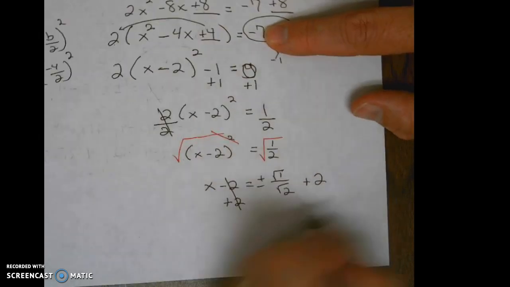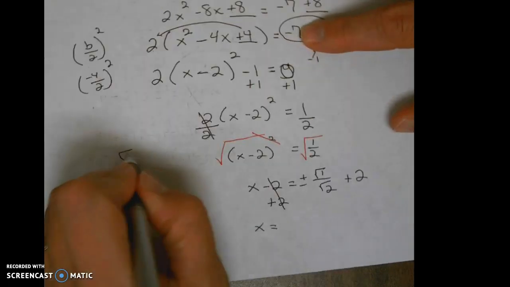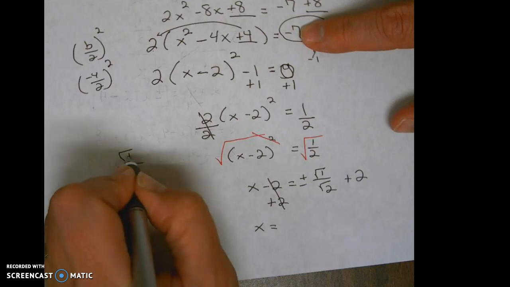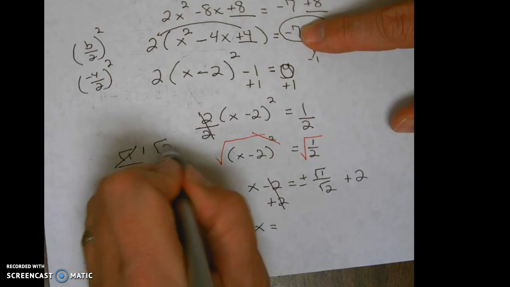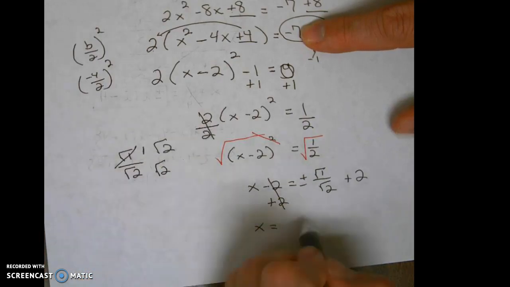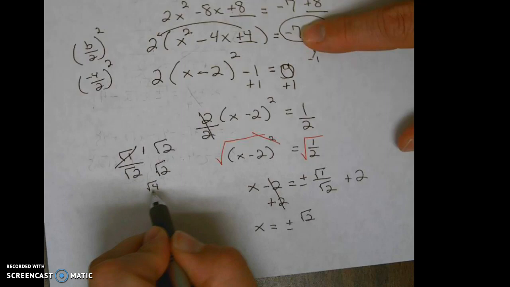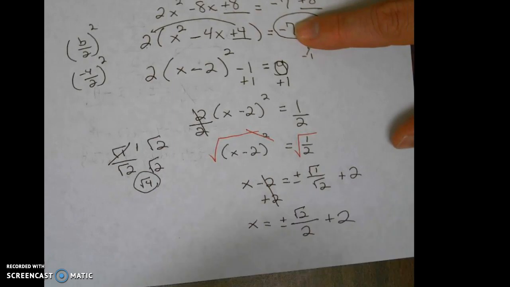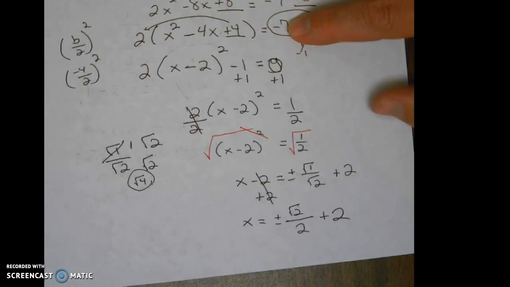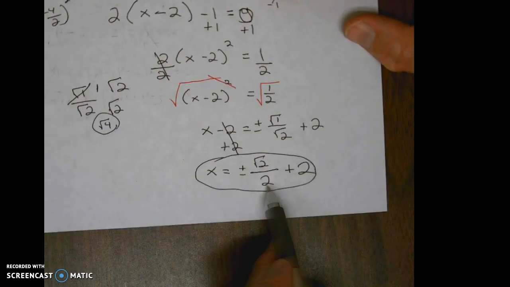So now we have to simplify this. So let's do that over here. Square root of 1 over the square root of 2. Well, the square root of 1 is 1. Rationalizing the denominator, we get the square root of 2 on top, and the square root of 4, which is 2 on the bottom, plus 2. And that's good enough. So the two solutions are the square root of 2 over 2 plus 2 and negative square root of 2 over 2 plus 2.